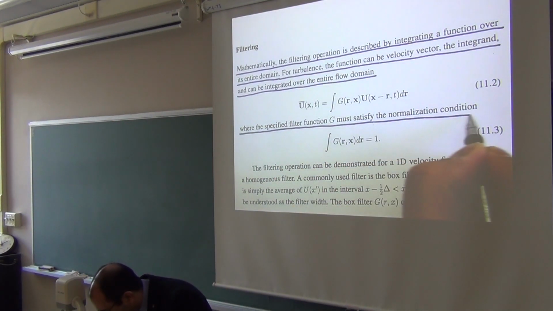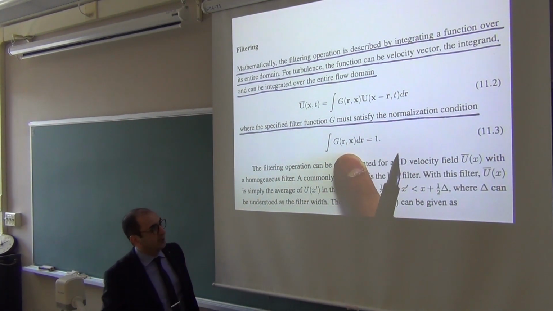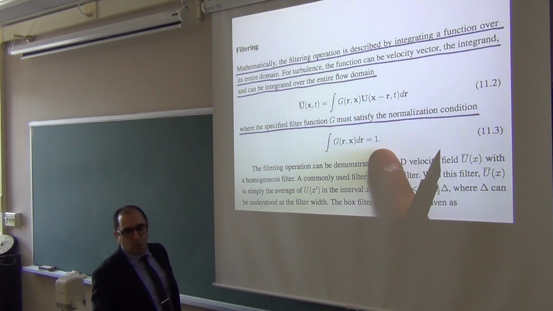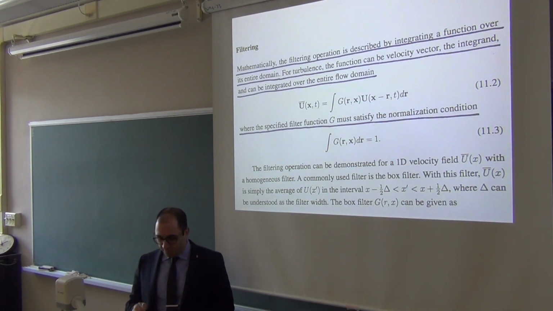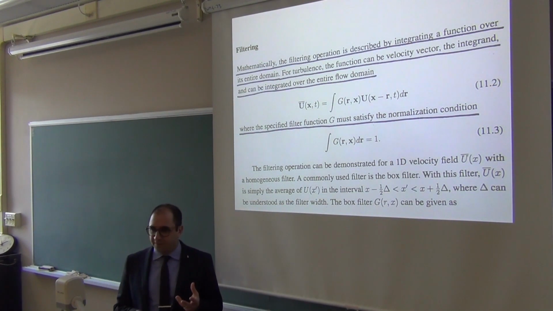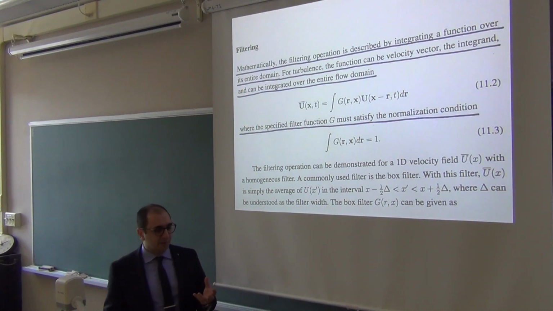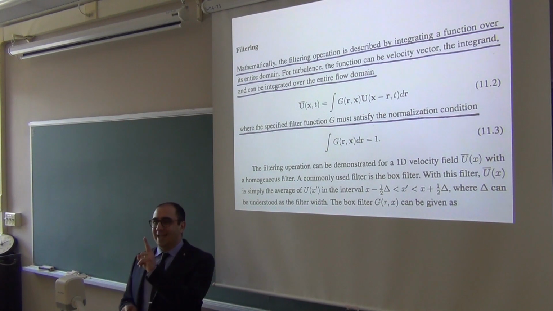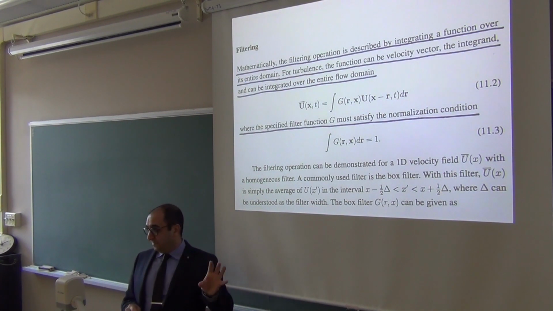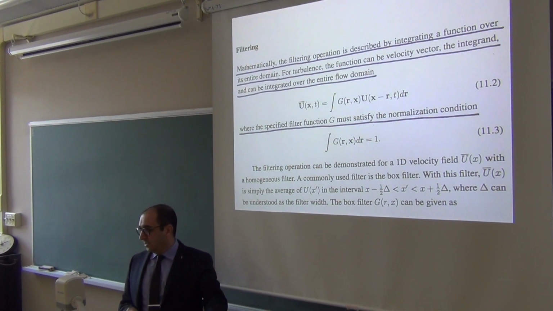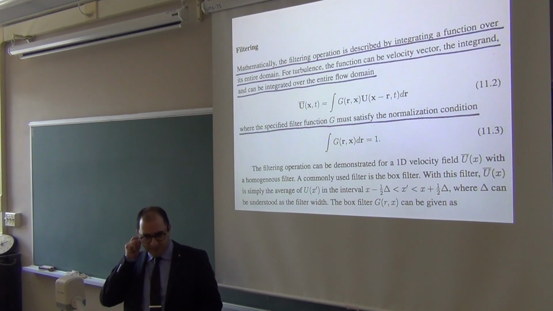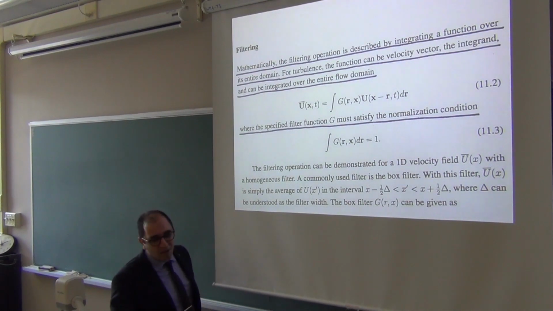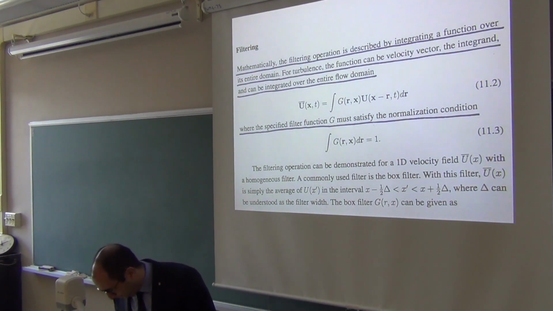The specific filter function g must satisfy the requirement that the integral of g over the entire domain must be 1. I mean, the analogy is the probability density function, right? The property of a probability density function requires that the integral of any PDF should be 1. And then you multiply that PDF by different variables and you calculate mean, variance. Remember the third lecture there? So it works somehow like the probability density functions.